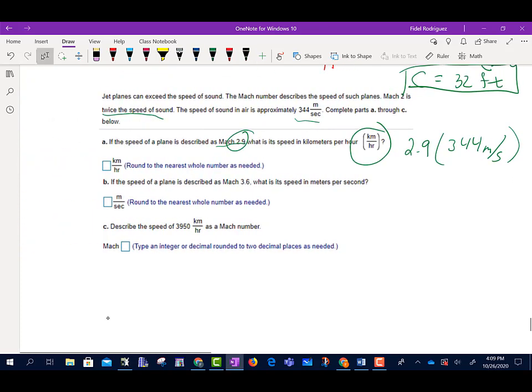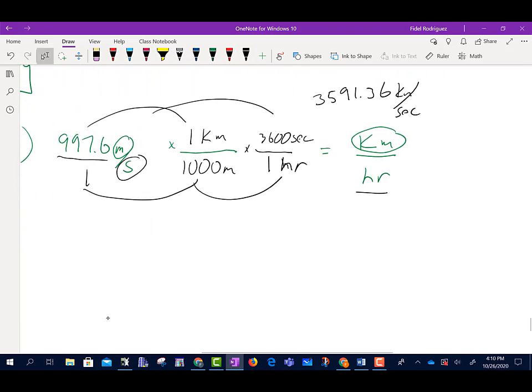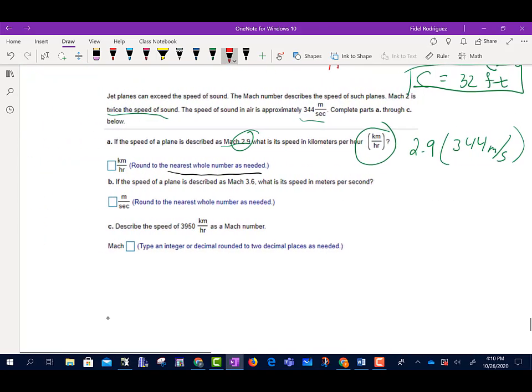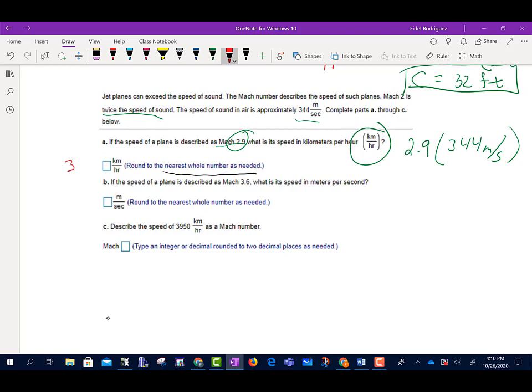And I'm going to come back here and notice what it tells me to do. It tells me to round to the nearest whole number. So if we're going to round this to the nearest whole number, this is the number that I'm thinking about rounding. I have to look at the number directly to the right of it. It is a 3. Remember, I'm only going to round up if that number would have been a 5 or more, so my answer is just going to be 3591. So right here, we're going to say 3591.